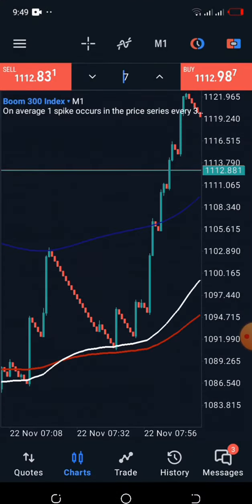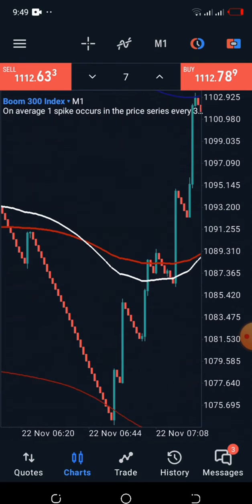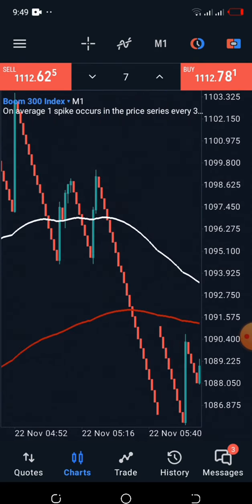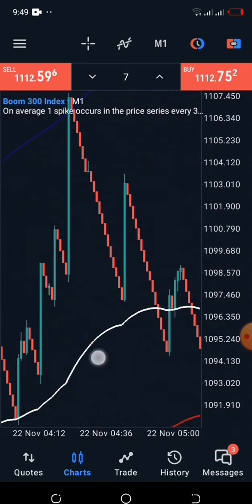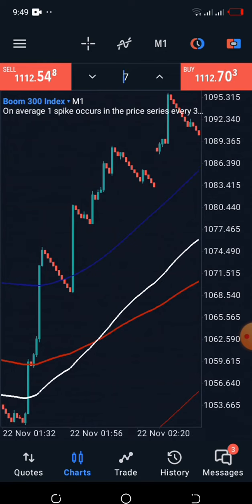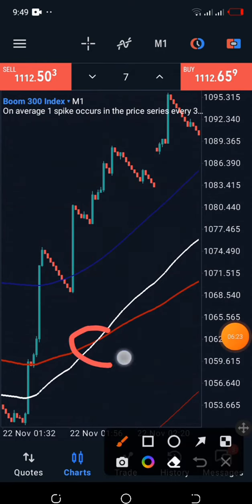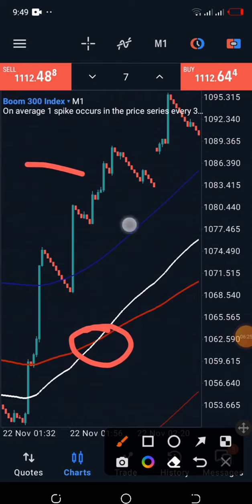Okay, so now that is an example. I will just quickly show us 3 more examples on Boom 300, so that we can get it effectively and remove any form of ambiguity or questions. So we have 2 conditions to use it to catch spikes on Boom 300. The first one is that these 2 indicators, the one in the middle, the white one and the red one, must cross to the upside like this. It must cross to the upside, not to the downside like this. No, it must cross to the upside like this.